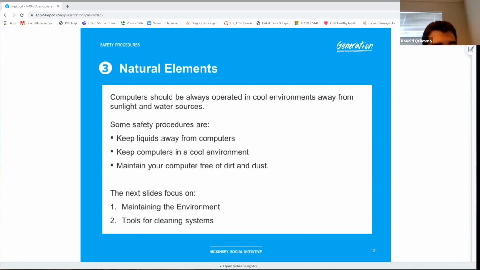All right, natural elements. Computers should always be operated in cool environments away from sunlight and water sources. Some safety procedures are keeping liquids away from computers, keeping computers in a cool environment, and maintaining a computer free of dust and dirt. And the next slides focus on maintaining the environment and tools for cleaning systems.